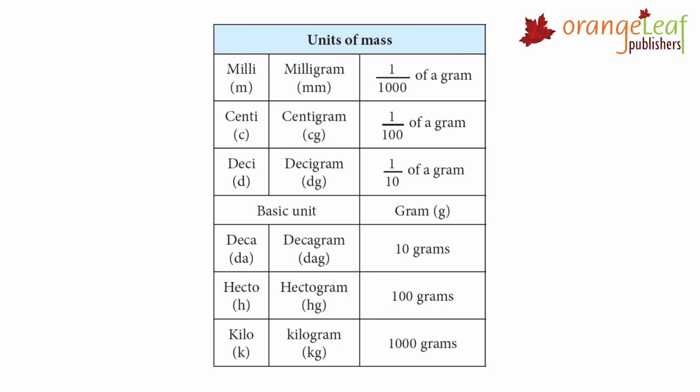Here is the relation between the units of mass. We have the milligram, which is 1/1000th of a gram, the centigram, which is 1/100th of a gram, decigram, which is 1/10th of a gram. The basic unit of mass is grams. Decagram is 10 grams. Hectogram is 100 grams and a kilogram is 1000 grams.